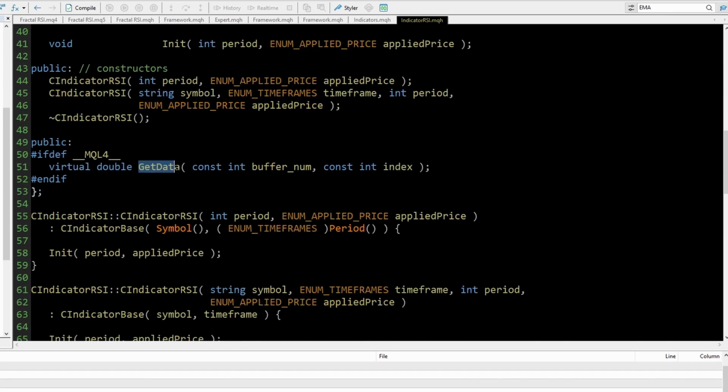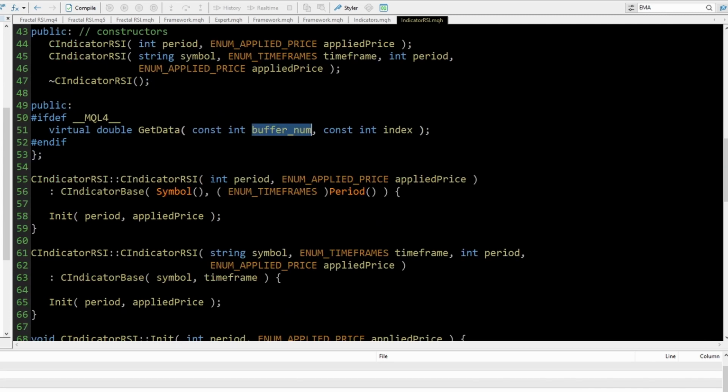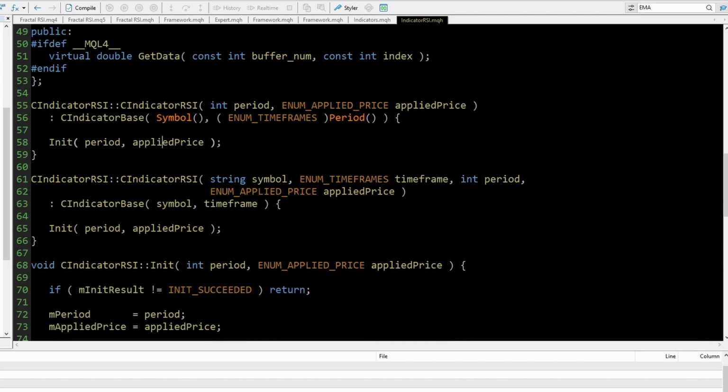The getData function doesn't change, so this is still declared as a virtual double, and it's only used for MQL4 because MQL4 retrieves data differently to MQL5, and that just has a buffer number and the index. Now the buffer number, there is only one buffer for RSI. The constructors, period and applied price, will call the parent constructor using the chart symbol and the chart time frame, and then call the init method for the period and applied price.